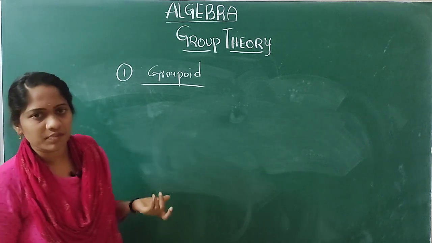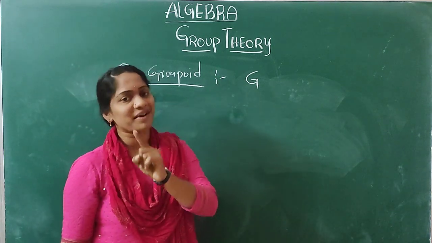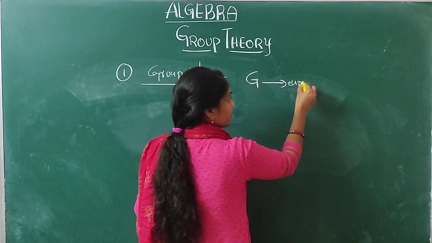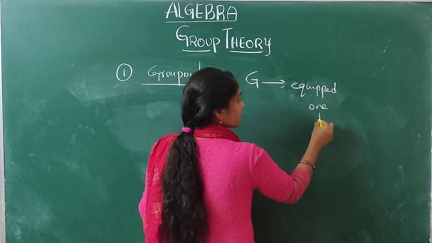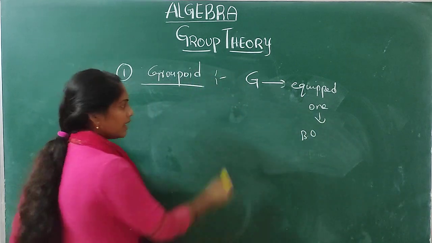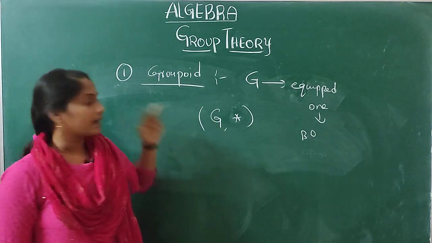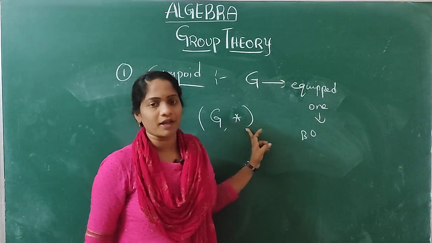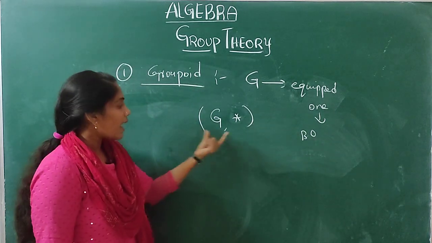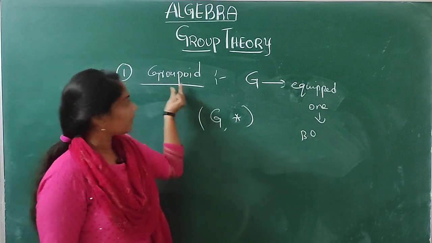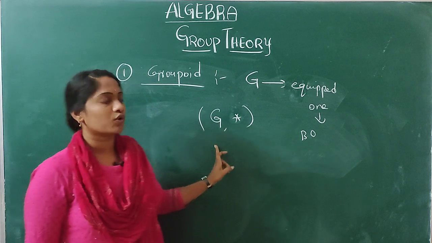The groupoid definition is also very simple. You have to take a non-empty set G equipped with only one binary operation, star. G with star as a binary operation is known as a groupoid. That means with only one binary operation, no more than one, only a single binary operation. Then we call that structure a groupoid. Any non-empty set G equipped with one binary operation is known as a groupoid.